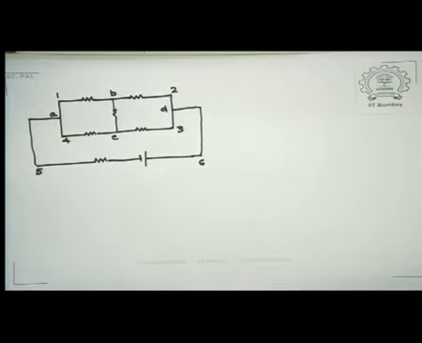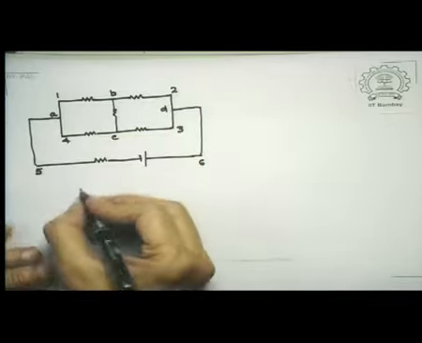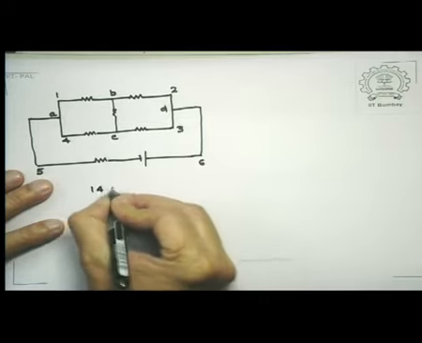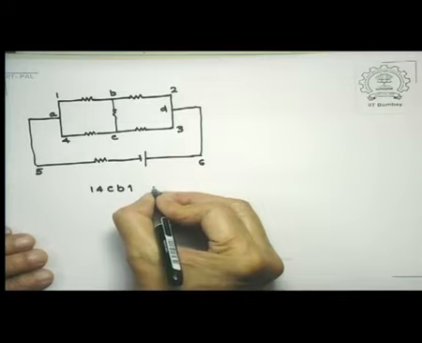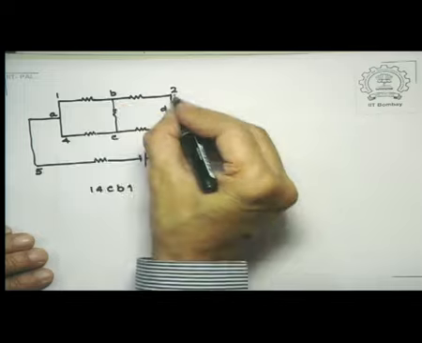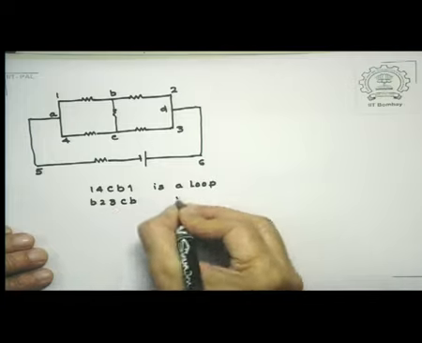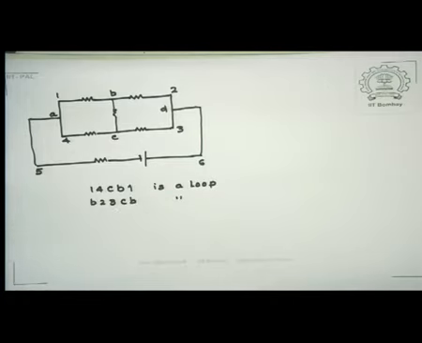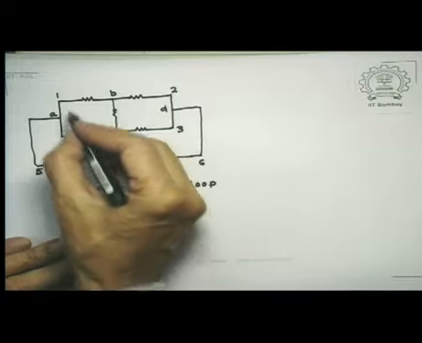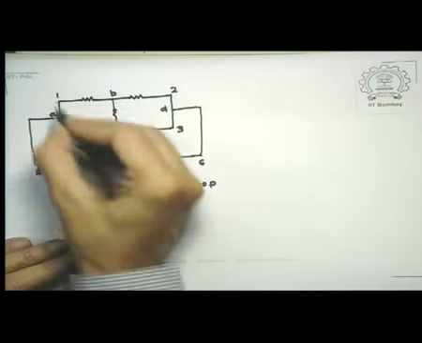Now there are many loops. So for instance, if you look at this left hand side small square like loop, 1, 4, C, B, 1 is a loop. So is B, 2, 3, C, D. I'm showing loops which we are traversing in different directions, sometimes clockwise, sometimes anti-clockwise. Then, for example, 1, 2, 3, 4, 1 is also a loop.